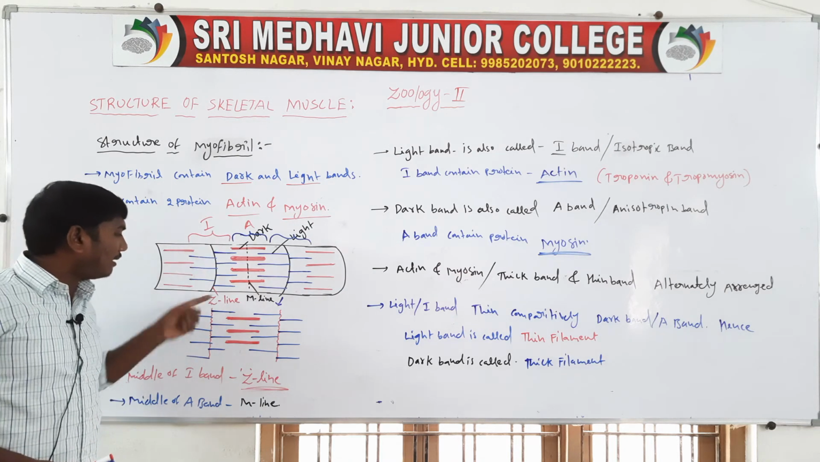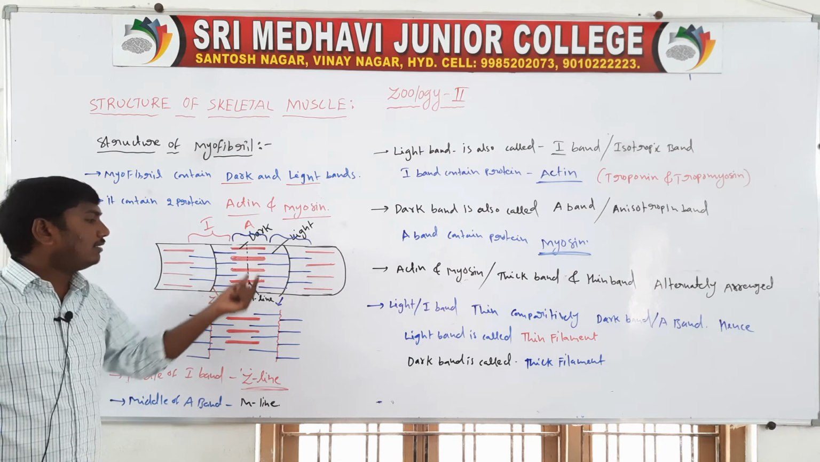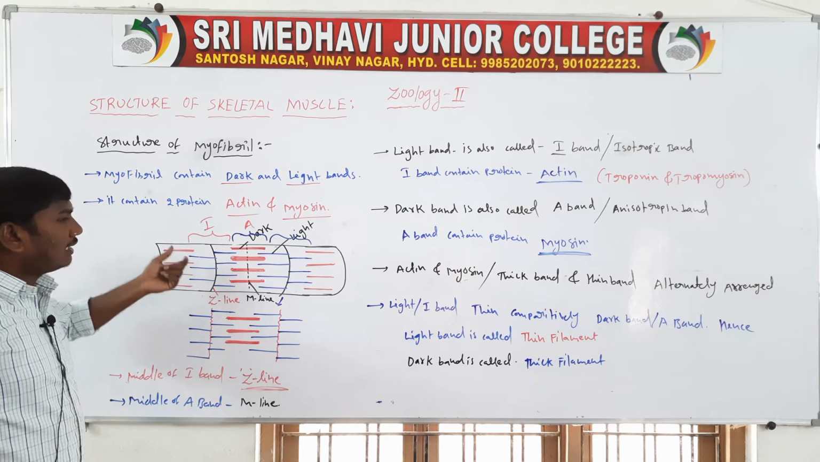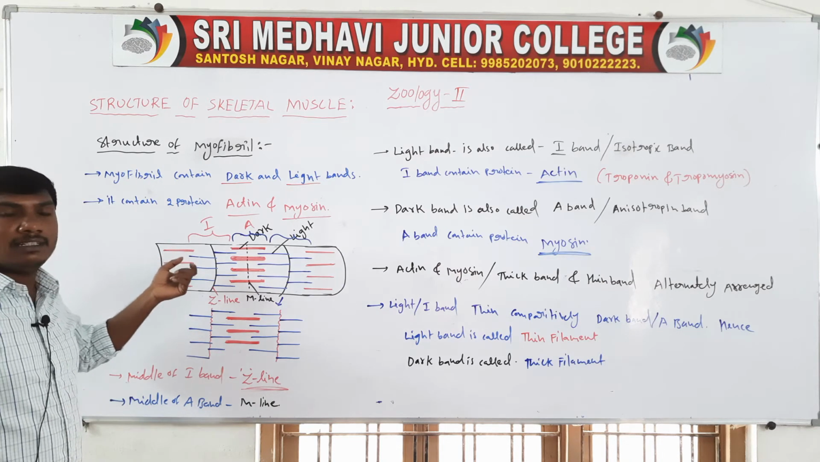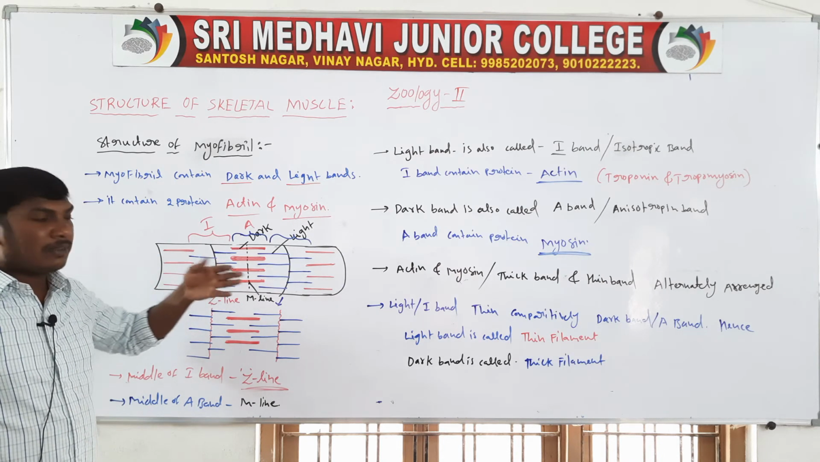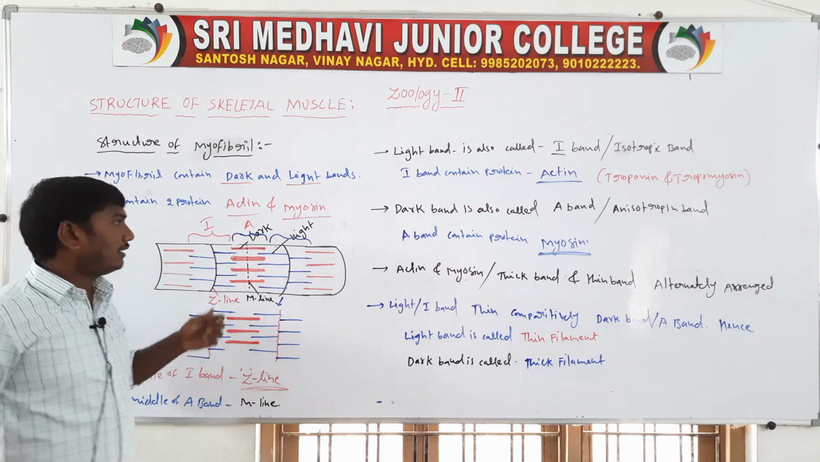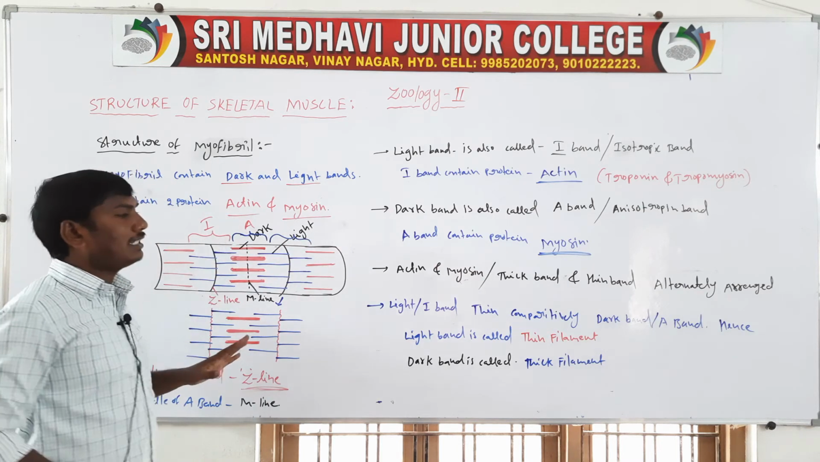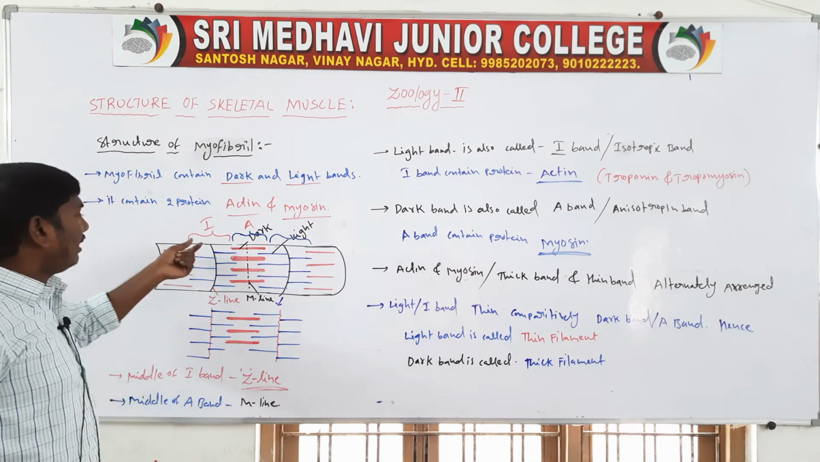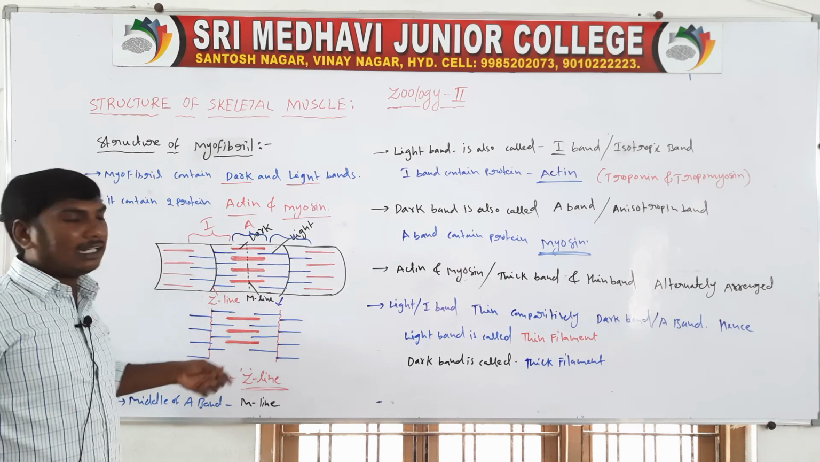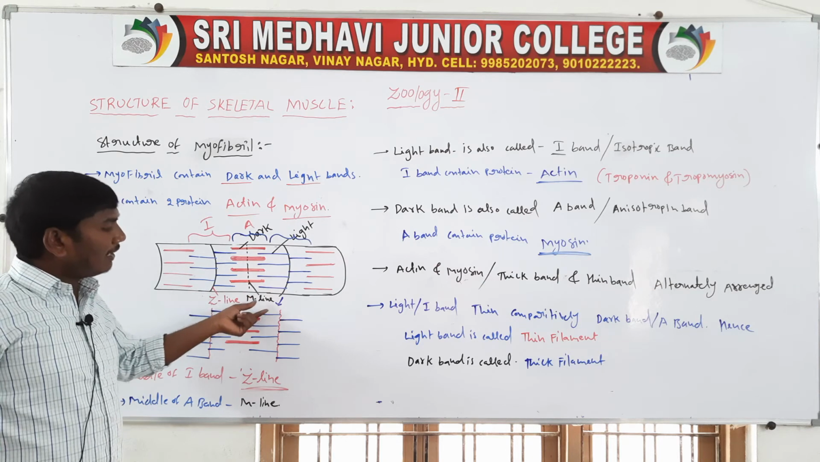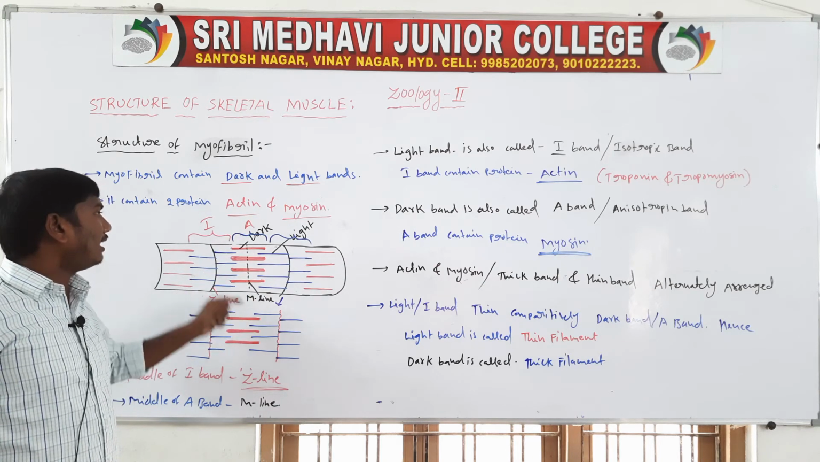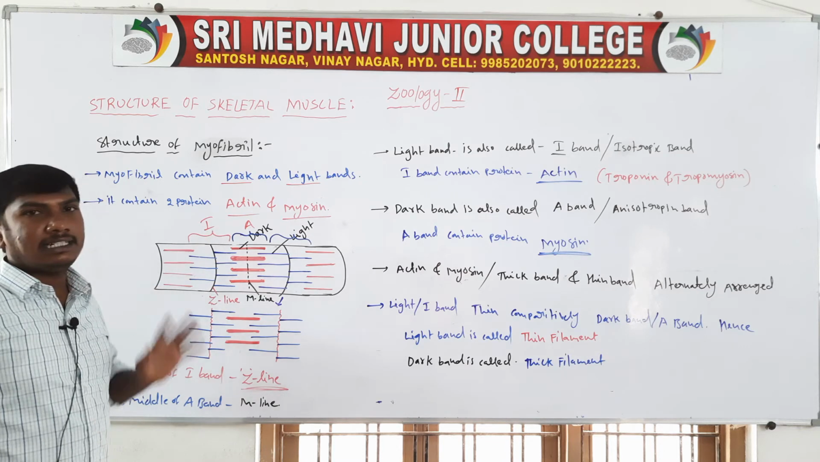Next, the middle of the I band presents the Z line, and the middle of the thick band presents the M line. The thin band is also called thin filaments, and the thick band is called thick filaments. The light band is the thin filament, and the dark band is the thick filament. The middle of the I band contains a Z line, and the middle of the A band contains an M line.